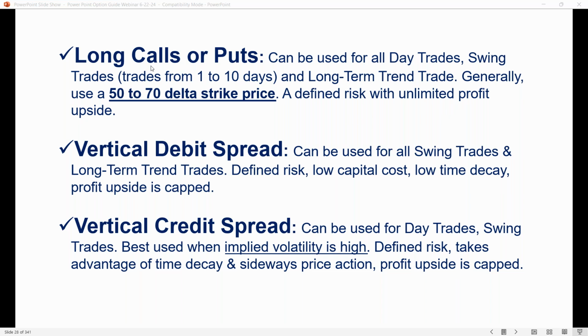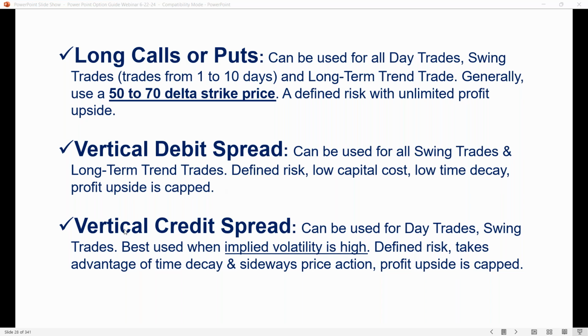Then we have the next combination, which we call the vertical debit spread. Debit spreads can be used for your swing trades as well, or long-term trend trades. These are also defined risk. They lower your capital at risk because it's a spread, and they lower your time decay, because you offset that negative theta with positive theta from the short side of the trade. Your profit upside is capped, but your downside is capped too, and this also increases your potential return on that lower capital.